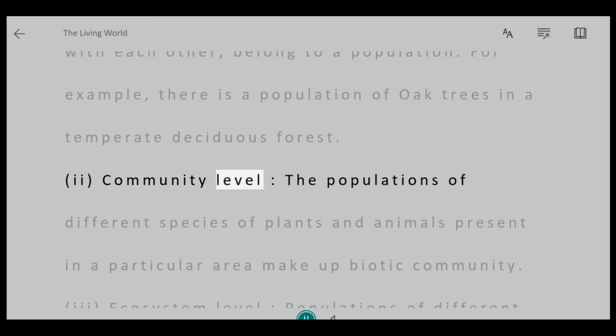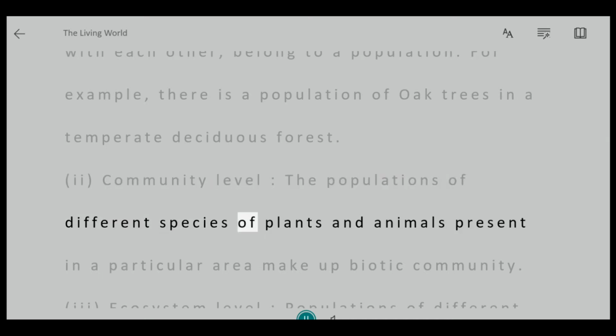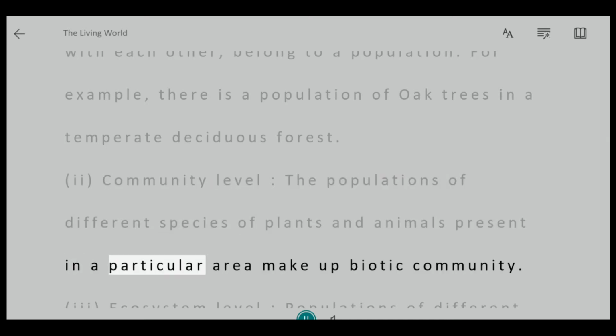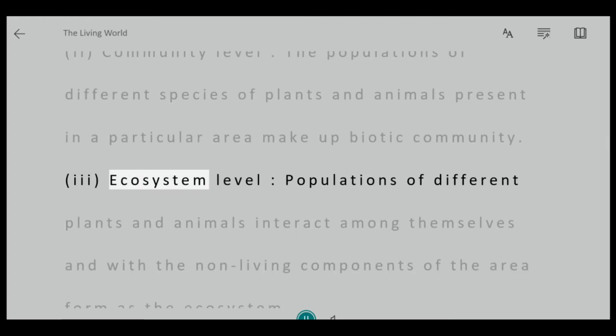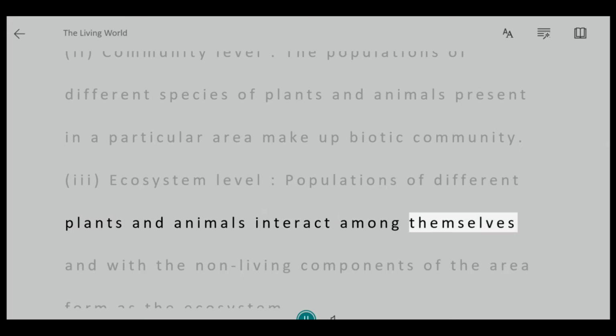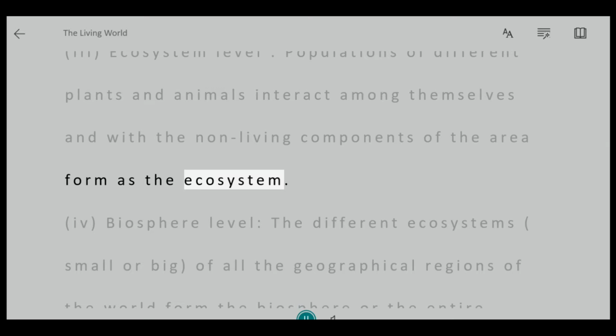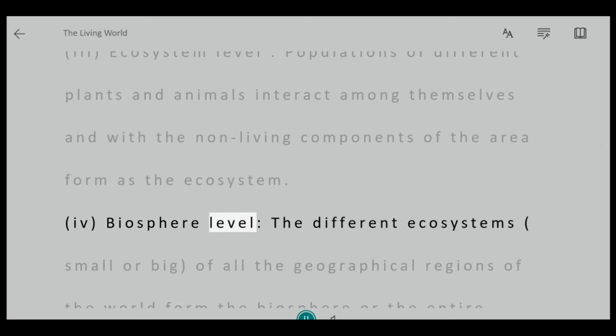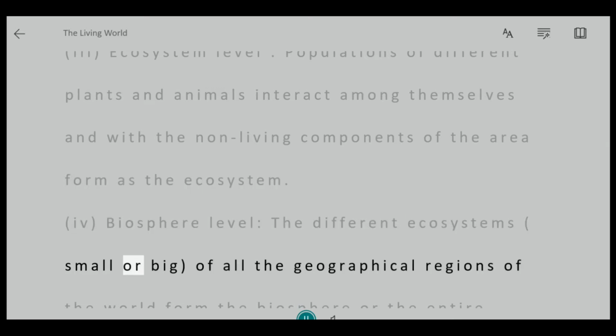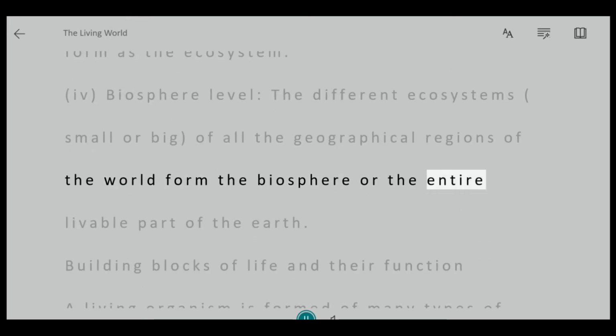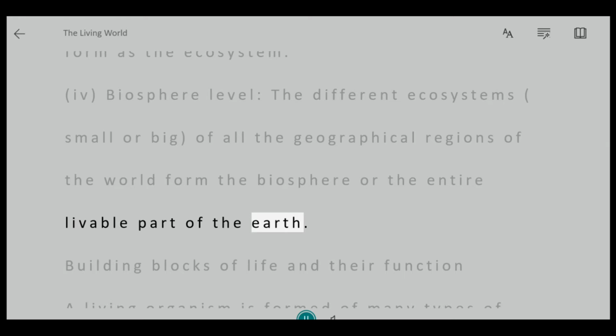2. Community level. The populations of different species of plants and animals present in a particular area make up a biotic community. 3. Ecosystem level. Populations of different plants and animals interact among themselves and with the non-living components of the area to form the ecosystem. 4. Biosphere level. The different ecosystems, small or big, of all the geographical regions of the world form the biosphere or the entire livable part of the earth.